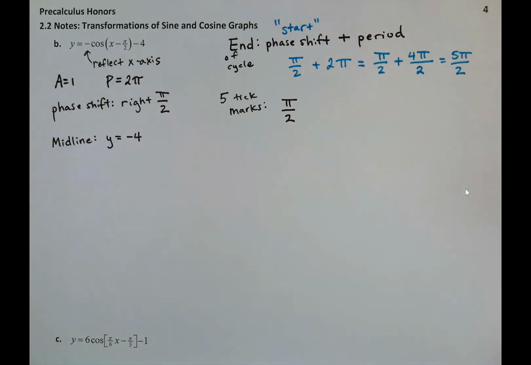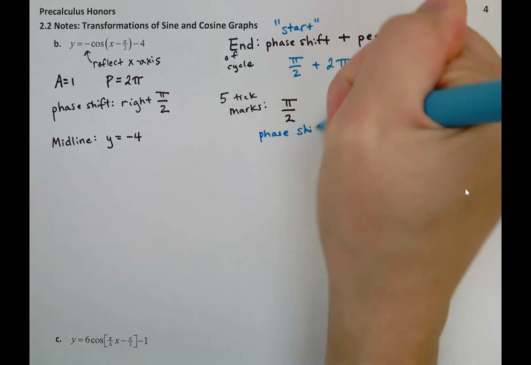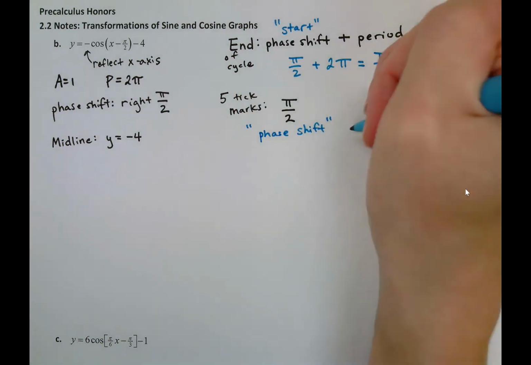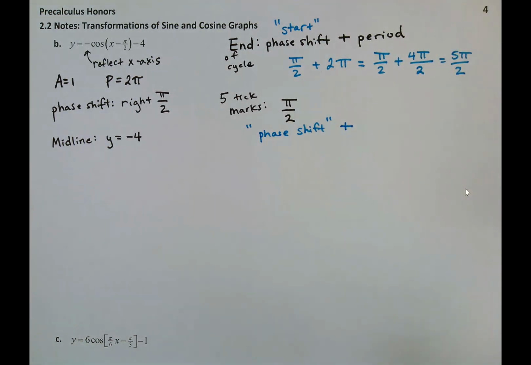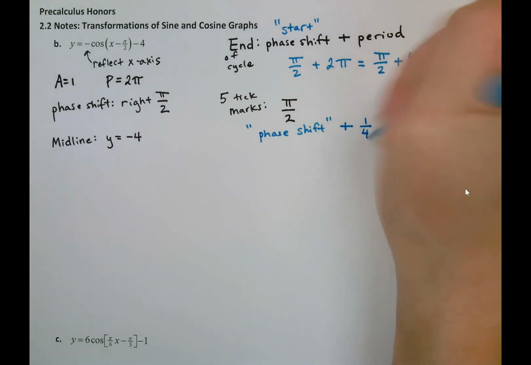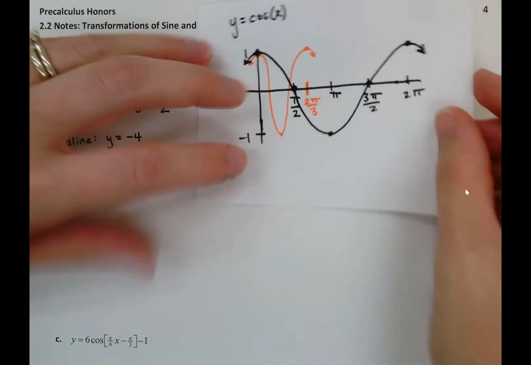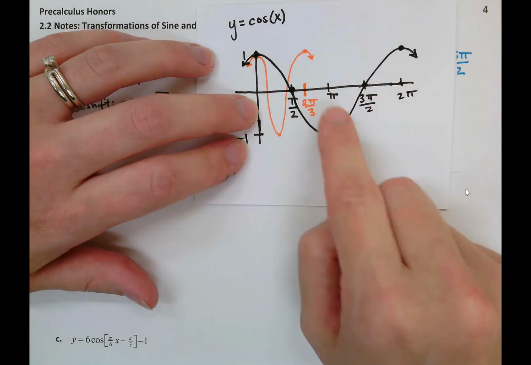So pi over 2. And actually, let me draw this out again as a note. You take your phase shift, and that's your first tick mark. Then for your second tick mark, you're going to add. You're getting 5 tick marks, but you're really looking at 4 sections. Think of them as your quadrants. Each of those is going to be a 4th of your period. So if I add a 4th of my period, and we can see this on our original graph, if our period is 2 pi, what's a fourth of 2 pi? Well, pi over 2.